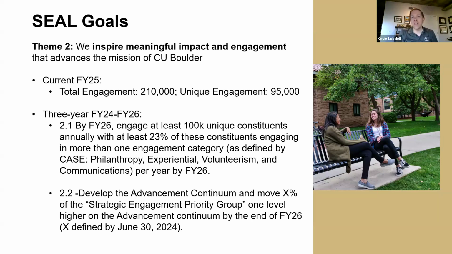So last year, we had about 90,000 unique constituents engage with us. I think it was like 22.5% of them were engaged in more than one of the 4 categories. So we want to grow the number of uniques and then slightly grow the percentage of them that are involved in more than one category. And we're referring to that as our breadth goal.